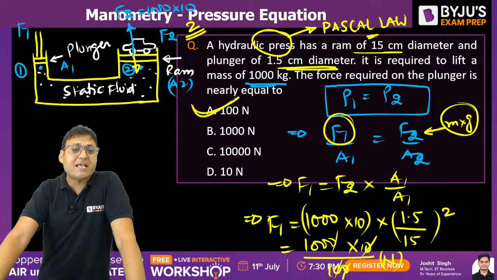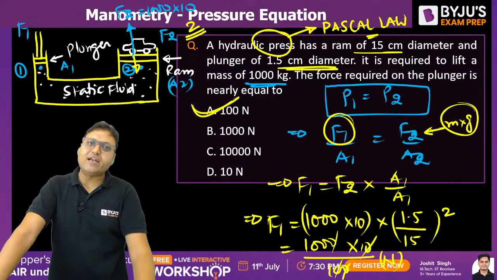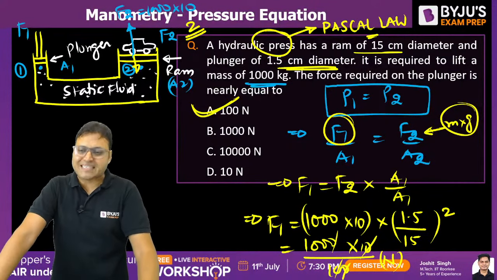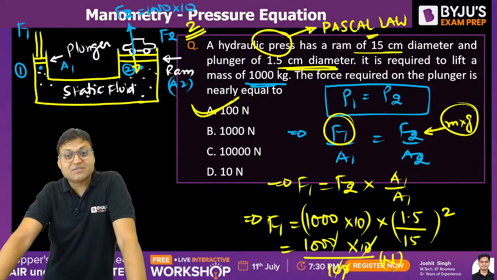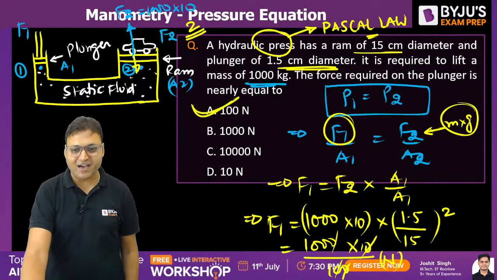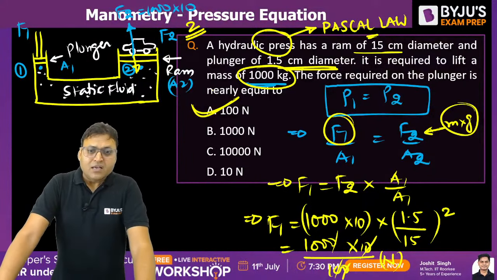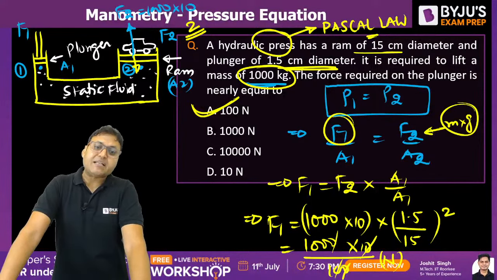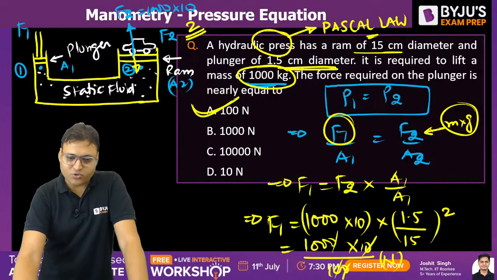The pressure will remain the same at both locations 1 and 2, because the points 1 and 2 are joined by the continuous mass of the same static fluid. I hope this is clear. Do not take A1 as 1.5 and A2 as 15, because area is pi by 4 d square. Diameter is given, not the area. Most of the students commit mistakes here. And another point where students commit mistakes: the mass is given, not the weight. It is the mass that is given to lift, not the weight. So if we want to convert it into weight, multiply with the acceleration due to gravity.